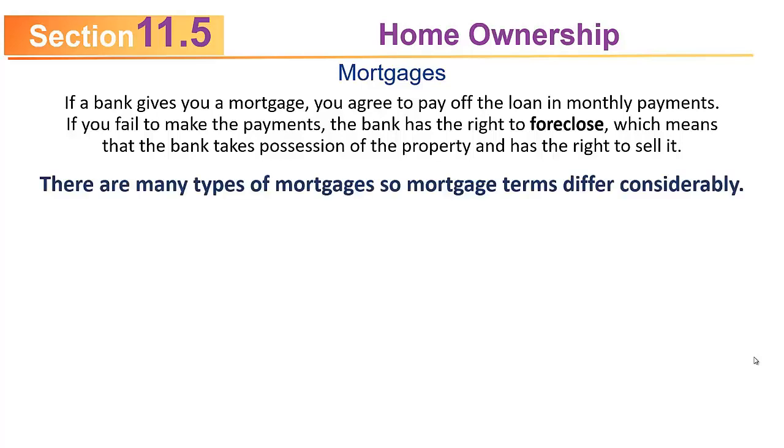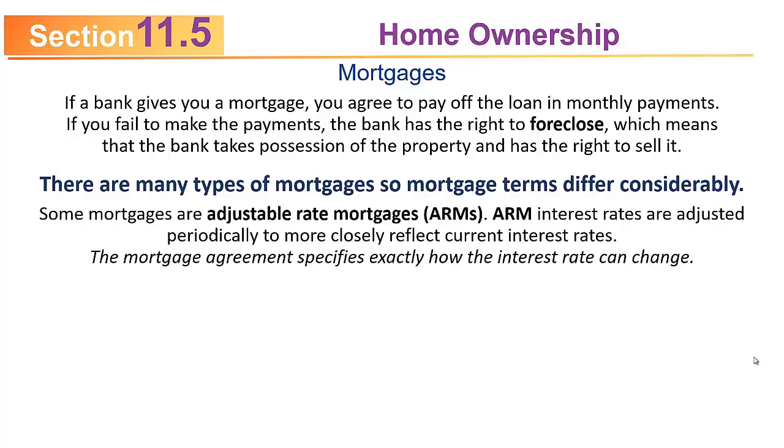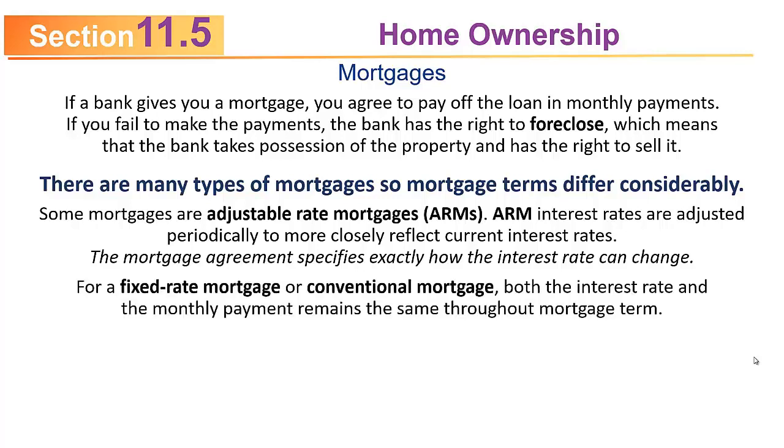There are many types of mortgages, so a lot of terms will differ and sometimes considerably. Some mortgages are adjustable rate mortgages, sometimes called ARMs. ARM interest rates are adjusted periodically to closely reflect the current interest rates. In other words, once you sign for a certain rate, it might change based on what's going on in the economy. The mortgage agreement specifies exactly how that interest rate can change.